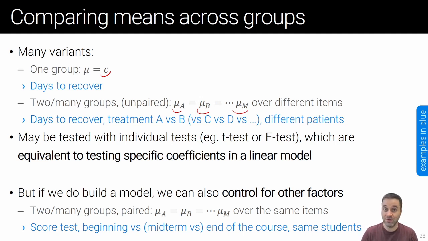And so what we have is different patients. That's why we say it's unpaired, because patient number one in treatment A has nothing to do with patient one in treatment B. There's no relationship between them. And so we have one group of patients in treatment A, one group of patients in treatment B, another set in treatment C, etc., etc. And we want to compare the average days to recover across those different treatments. We can fit a linear model to control for things like the sex of the patient, the age, the surgeon, previous medical conditions, etc. And we do that with a linear model.